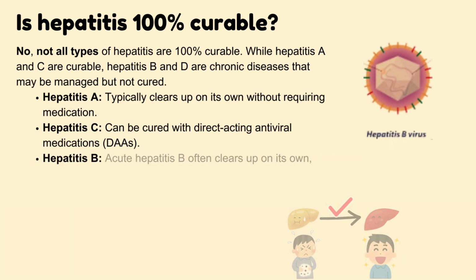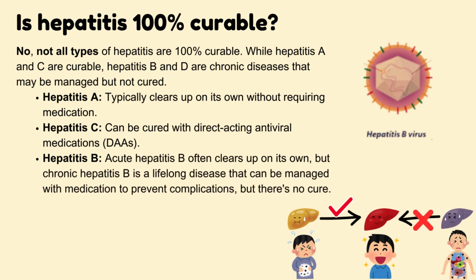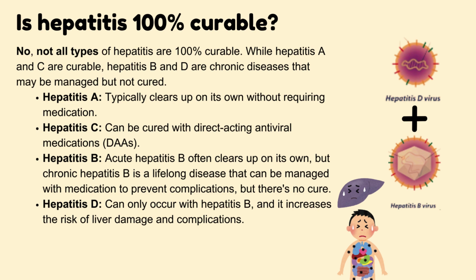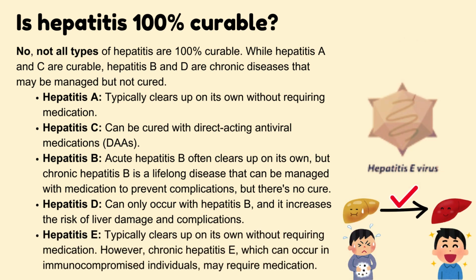Hepatitis B. Acute hepatitis B often clears up on its own. But chronic hepatitis B is a lifelong disease that can be managed with medication to prevent complications, but there's no cure. Hepatitis D can only occur with hepatitis B, and it increases the risk of liver damage and complications. Hepatitis E typically clears up on its own, without requiring medication. However, chronic hepatitis E, which can occur in immunocompromised individuals, may require medication.